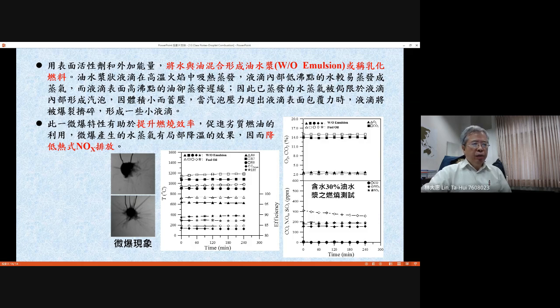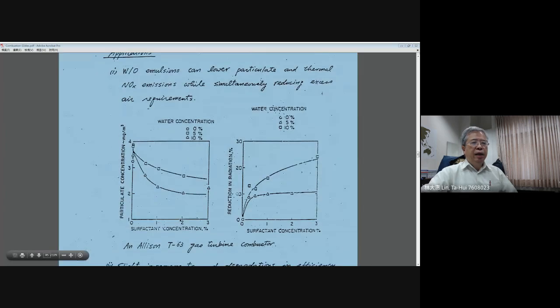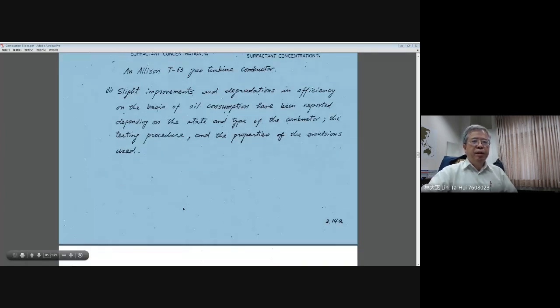Now we go back to our slides to give you some additional description on the application of water slurry. Okay, let me change screens to the slides. I hope you can see the slides. Okay, it is clear, and this slide is page 2.14a.